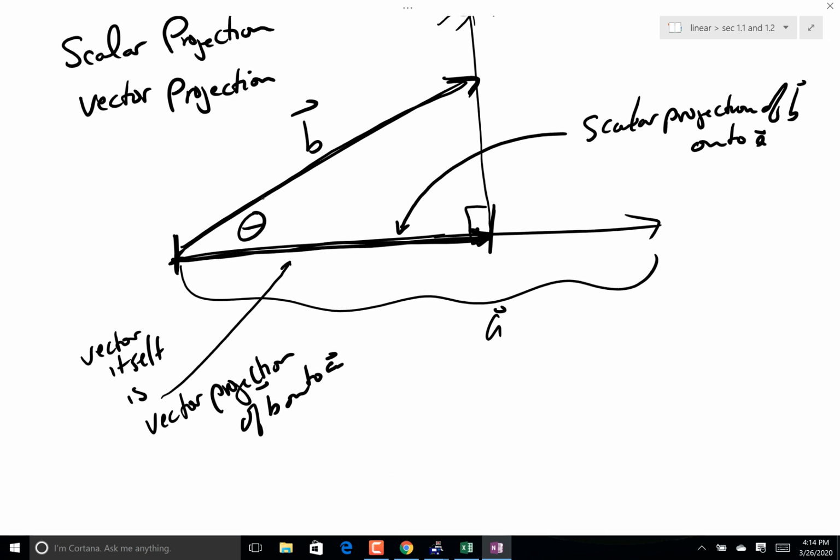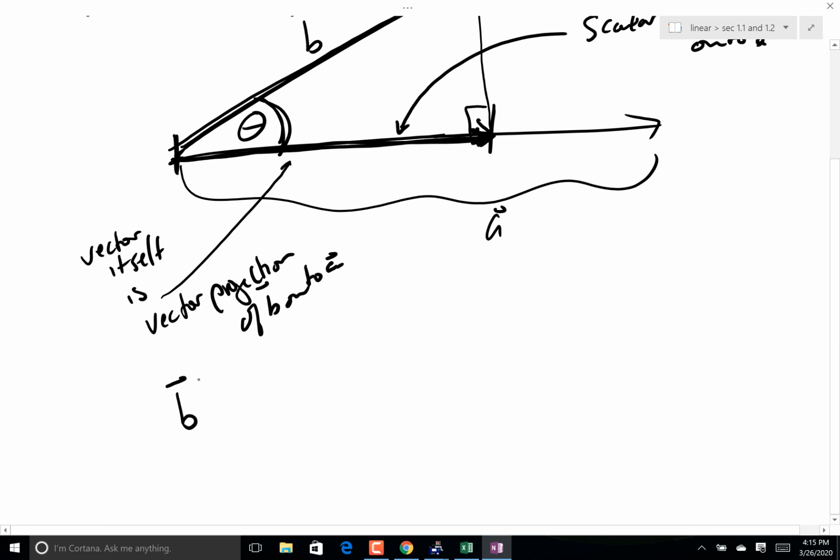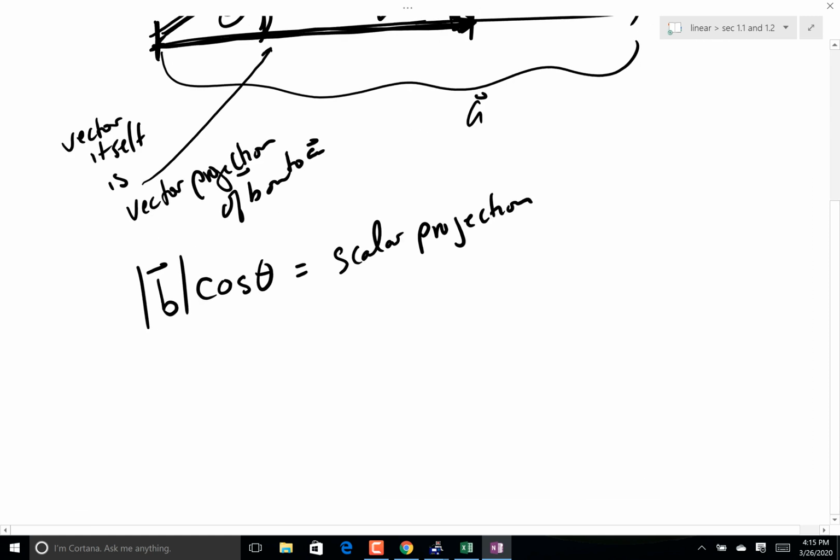Now, what I would like to do is this. If I'm looking at this guy here, this looks just like a cosine problem. If I knew the hypotenuse and I knew the angle, it's just the cosine. So this is really the magnitude of b times the cosine of theta. What is that? Well, it is the scalar projection. It is the length. But wait, what is the cosine of theta?